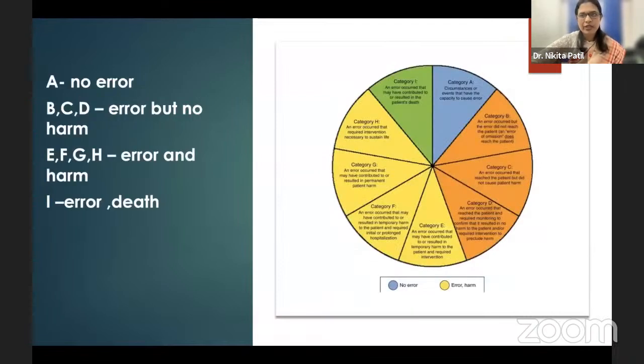This is a pie chart where again, as I have already enumerated, in category A there is no patient harm, drug error has occurred but no harm. B, C, D, error has occurred, sorry, there is no harm. E, F, G, H, error and harm. And last is error and death. So just a pictorial representation of the same categories.